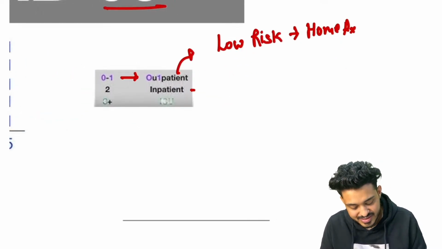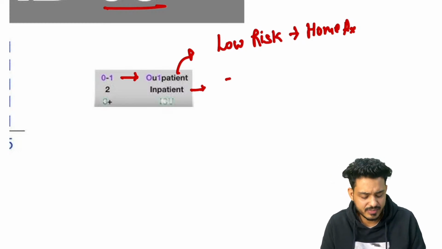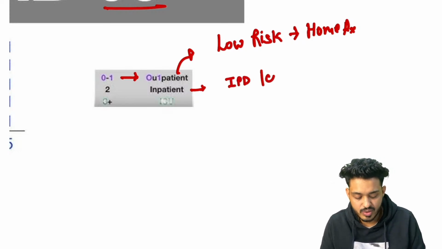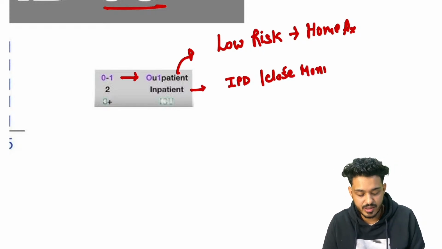If the patient is having a score of 2, now you need to take them on an inpatient IPD basis, or else close monitoring. If you are treating on an OPD basis, close monitoring needs to be done, right?